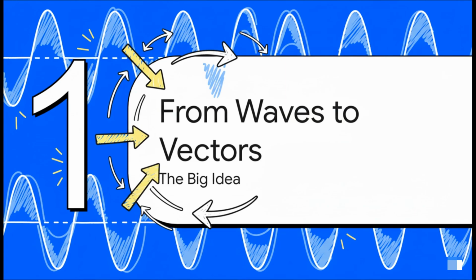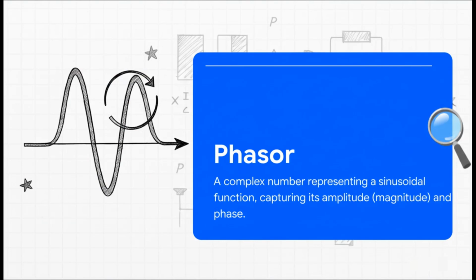Trying to analyze an AC circuit by just looking at its constantly fluctuating voltage and current is, well, it's a nightmare. Imagine trying to describe a wild roller coaster by just listing its height at every single millisecond. You'd have a mountain of data, but you'd totally miss the big picture. And that's exactly where the phasor comes in.